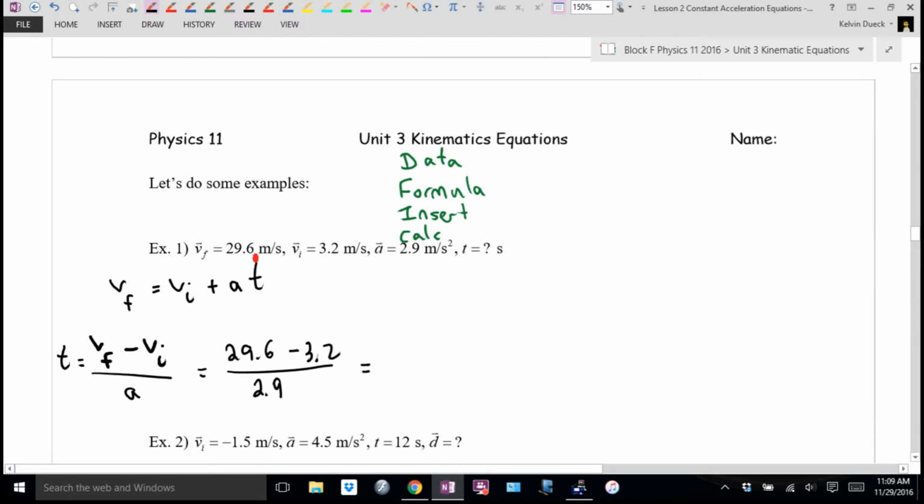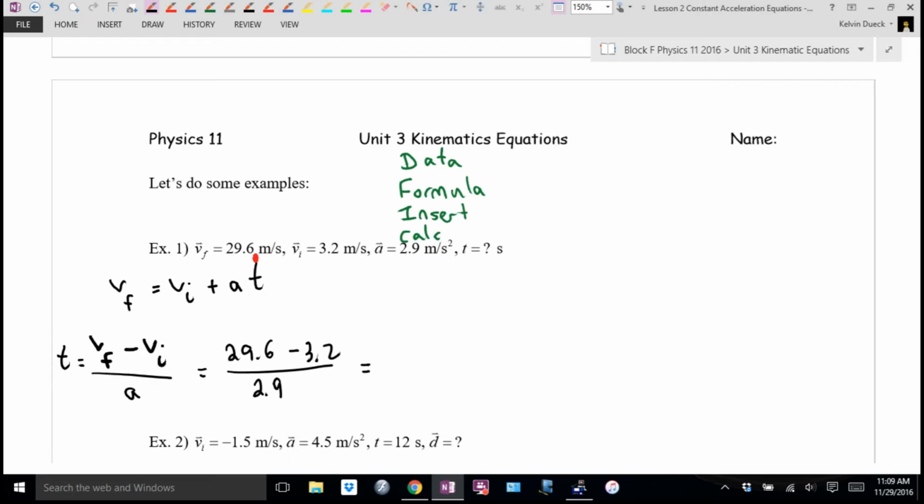Now, get your calculators up. Before you start typing, is this a fraction? Everybody say yes. Yes. Is there more than one thing on the top of the fraction? I have to put the top in brackets. Is there more than one thing in the bottom of the fraction? I don't have to put the bottom in brackets.